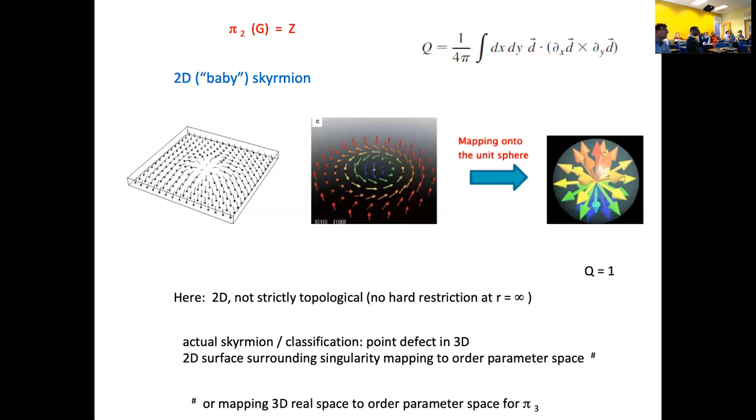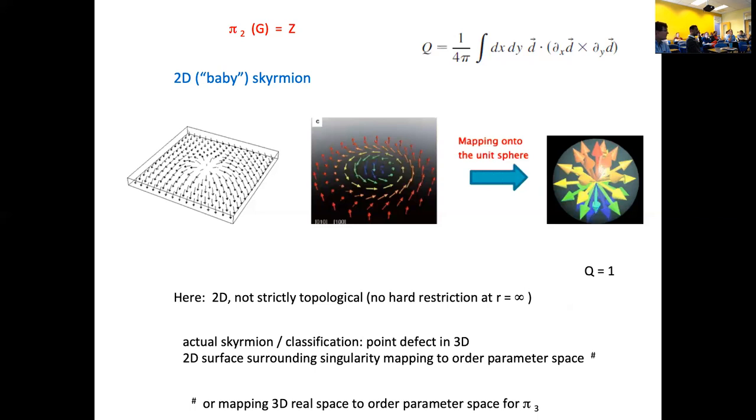So that one is a more legitimate definition of a topological object by pi 2. It would be a topological object in three dimensions, with the singularity at the center.